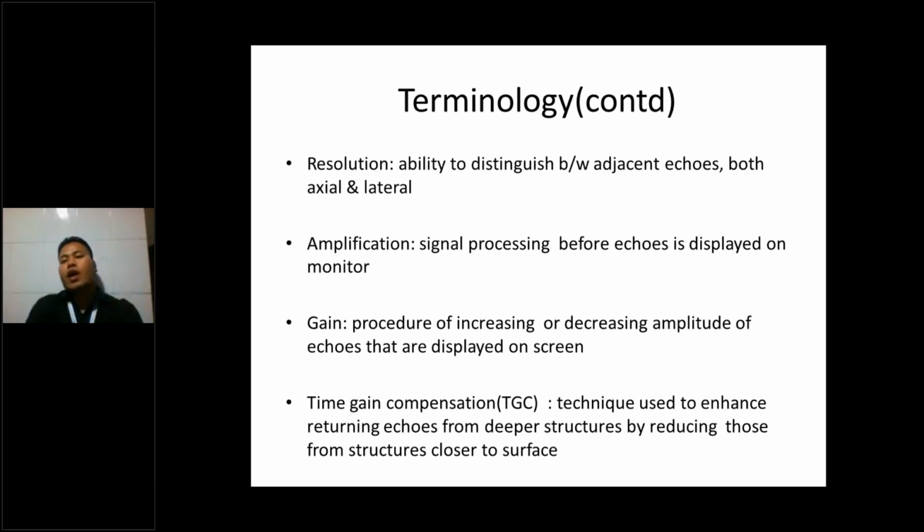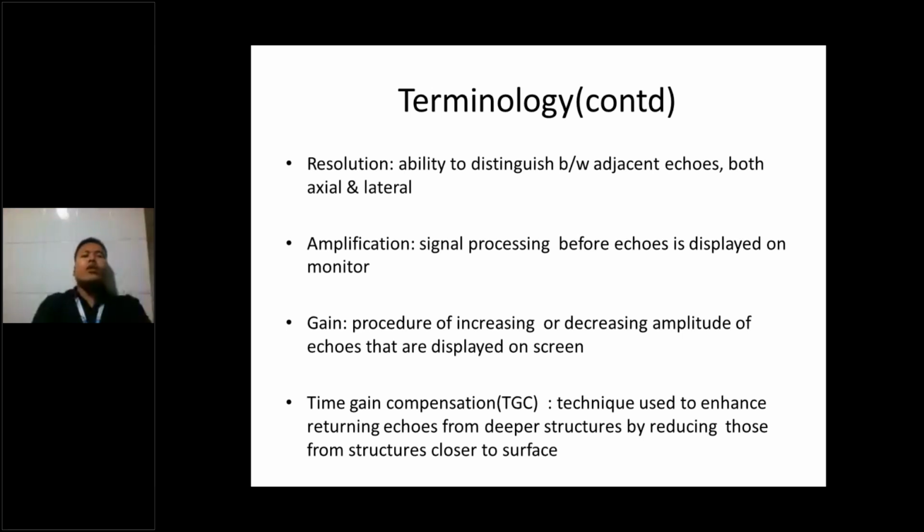Amplification is the signal processing before echoes are displayed on the monitor, and gain is the process of increasing or decreasing the amplitude of echoes displayed on screen. And TCG, time gain compensation, is for reducing artifacts. This is the technique used to enhance returning echoes from the deeper tissue by reducing those echoes from structures closer to the surface.